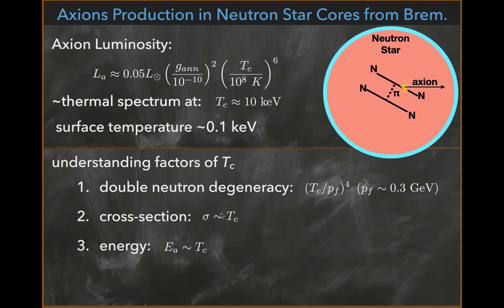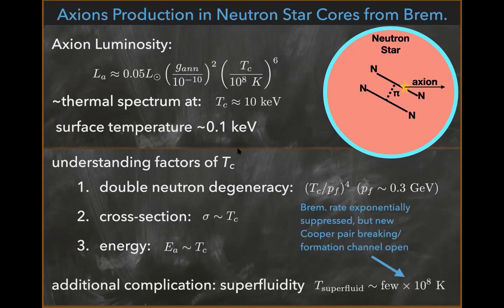The cross section scales like temperature, essentially associated with that spin flip associated with emitting the axion. And then we're calculating a luminosity. So we need to have a cross section and multiply it by the energy of the outgoing axion. So in total, we have 1, 2, 6 factors of T_C, which enter into this luminosity.